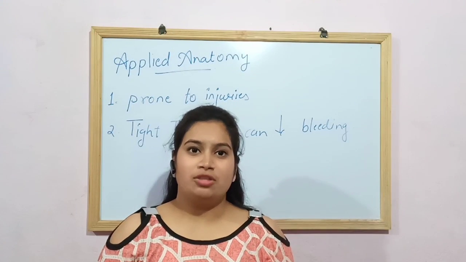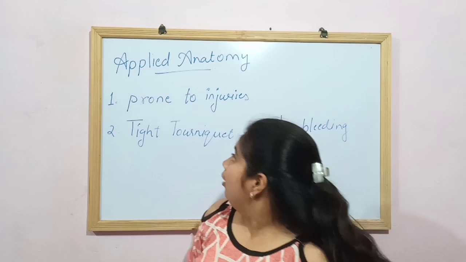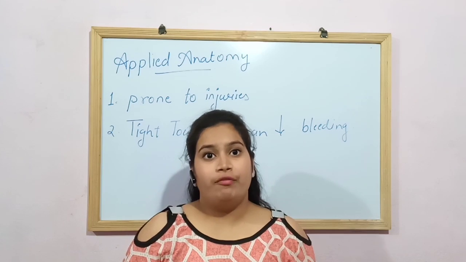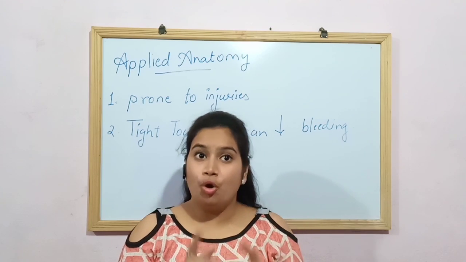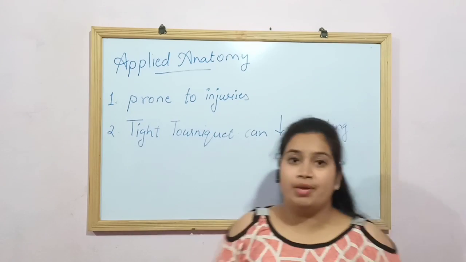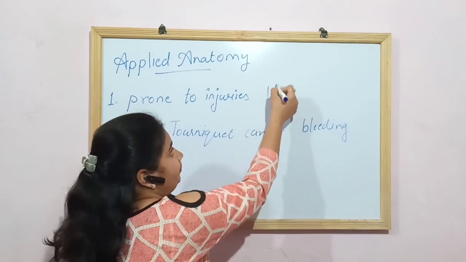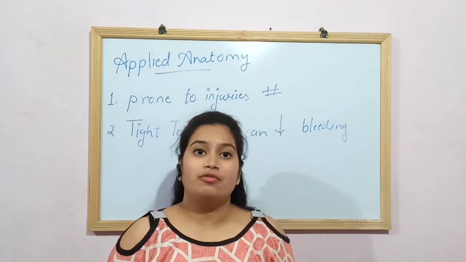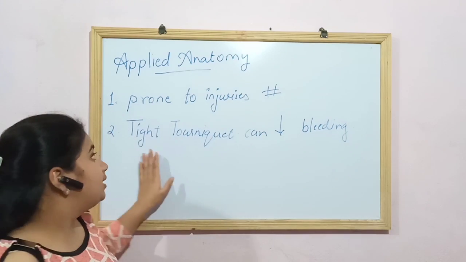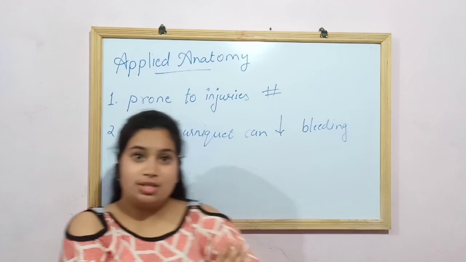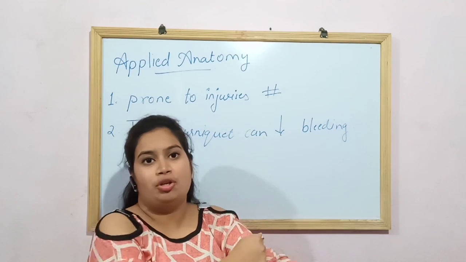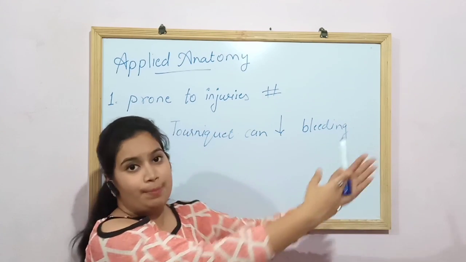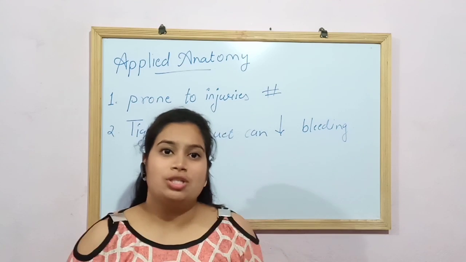Okay, so now the last part of the topic is the applied part. As I told you, the brachial artery is very superficial and it is very helpful in examining the pulse and blood pressure. Though it is superficial, it is prone to injuries, like in fractures. Very common fractures are the supracondylar fracture in children and the fracture of the shaft of the humerus. Second point, a tight tourniquet can decrease the bleeding. As it is very superficial, any tight band or tourniquet applied over the brachial artery can decrease the blood flow to the distal part of the limb. So this was the applied part of the brachial artery.